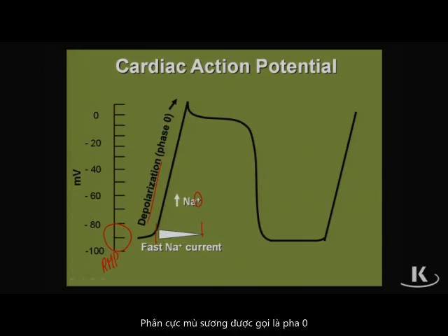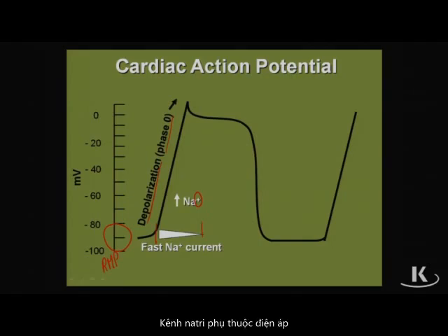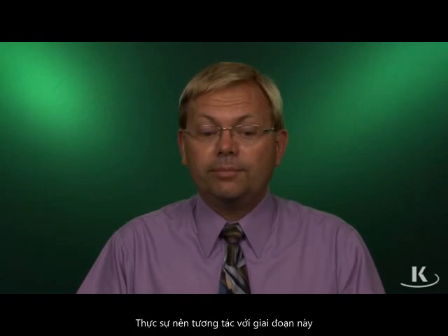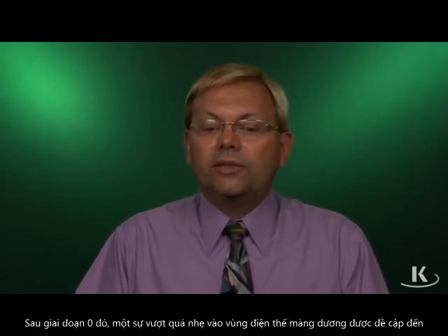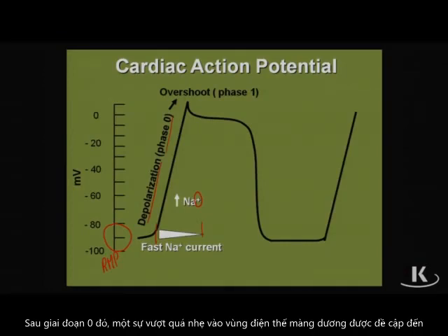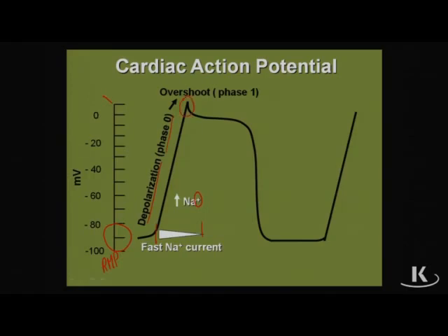This depolarization is called phase 0, and you would expect that the class of antiarrhythmic that is said to block voltage-dependent sodium channels should actually be interacting with this phase 0. Following that phase 0, a slight overshoot into a positive membrane potential territory is referred to as phase 1. It is thought that the positive inside the cell actually attracts a little bit of chloride, and that is why you get that little peak. None of the drugs we will work with will have anything to do with that overshoot.